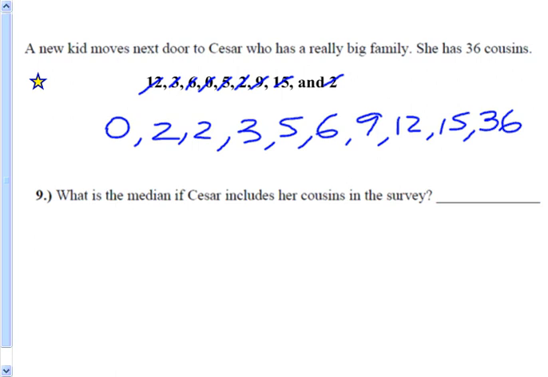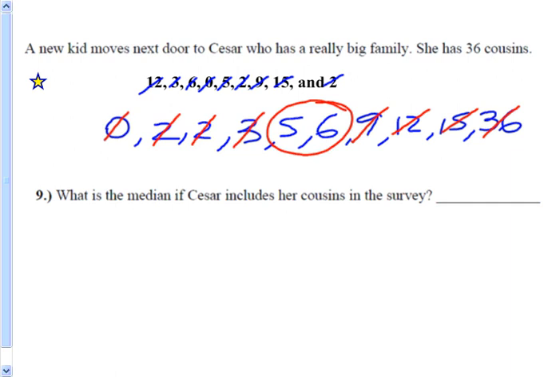And the question is, what is the median if Caesar includes her cousins in the survey? Let's go ahead and see where this is in the middle. Now we have 10 as opposed to 9 different surveyed friends that we are including in the mix. 0 is the smallest number of cousins, 36 is the largest, 1 and 15, 2 and 12, 3 and 9. Here we have 2 numbers in the middle. Okay, so we need to find out what is in the middle of 5 and 6.